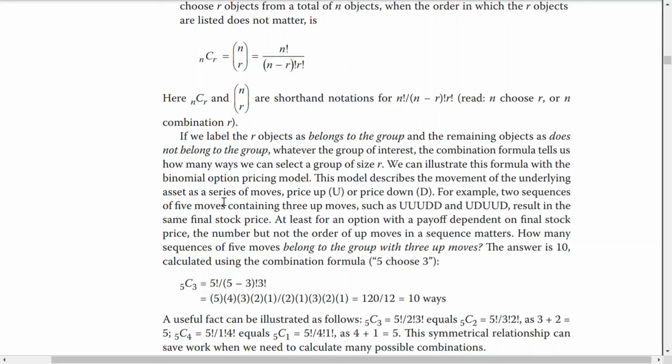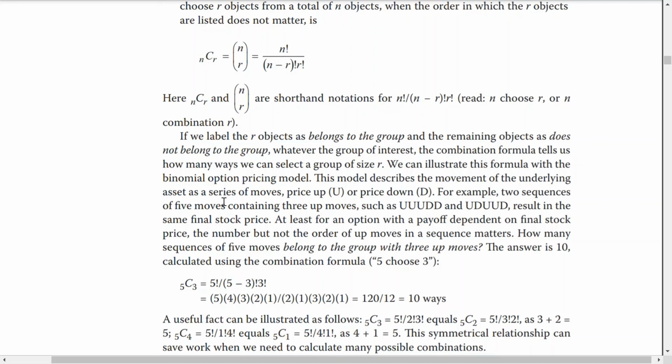The binomial formula looks like this. If you label r objects as belonging to the group and the remaining objects as not belonging to the group, whatever the group of interest, the combination formula tells us how many ways we could select a group of size r. We could illustrate the formula with the binomial option pricing model.